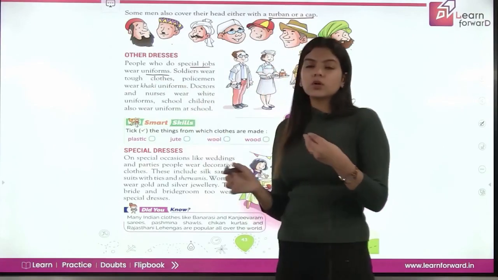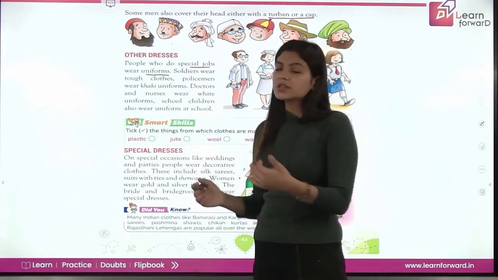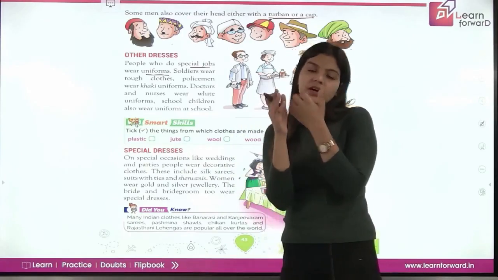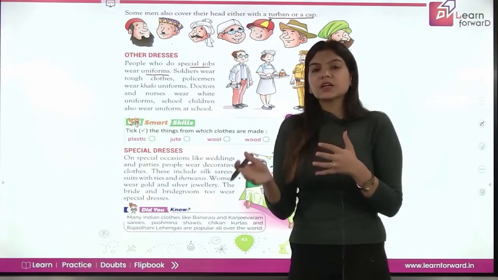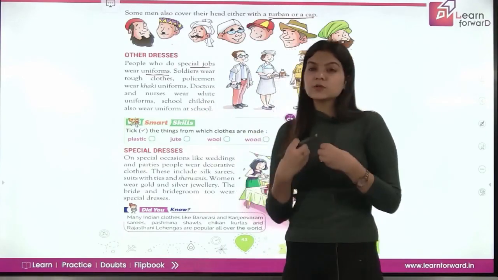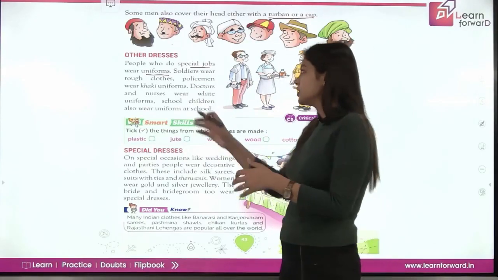Suppose someone is wearing an open white coat, so you can recognize that they are a doctor, right? So how do we know from their uniform? People who do special jobs, who work in special places, wear uniforms.